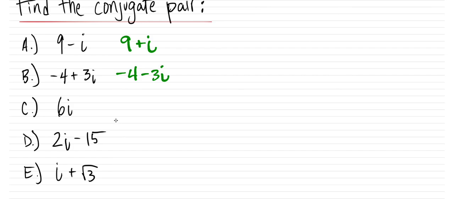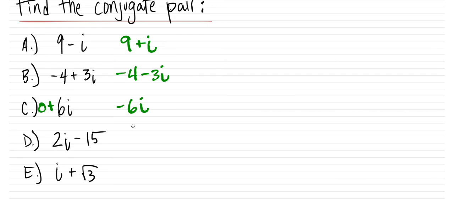C is probably the trickiest one out of all of this. Maybe not, but who knows. Next person? Nice, very nice. So this is kind of like saying 0 plus 6i. And on the conjugate pairs, you just change the imaginary number only. So this one doesn't have a real number part, so it's negative 6i. Very good. That was pretty good.